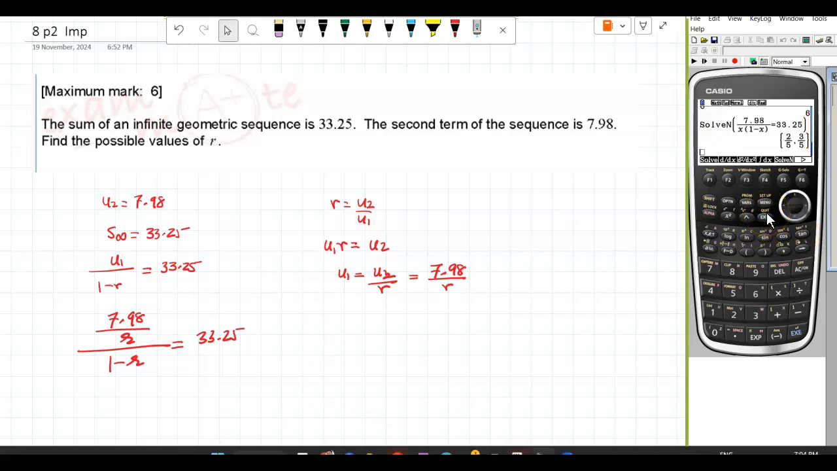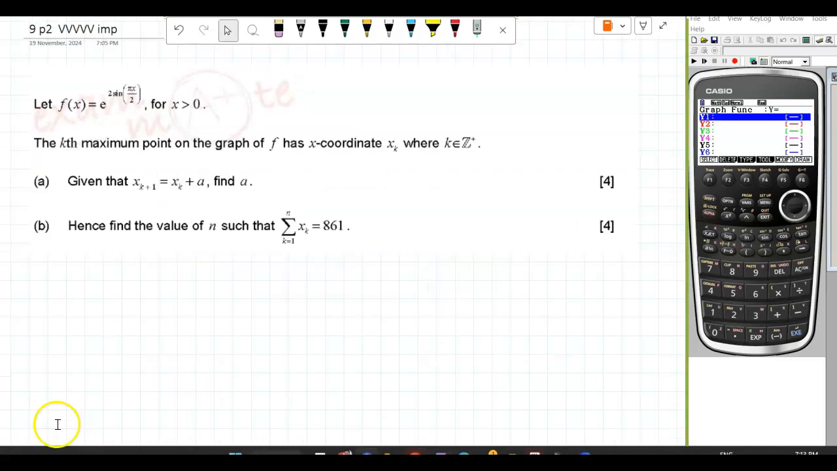So 2/5 and 3/5, correct, are the possible values of r. Both are possible because both of them should lie between, remember that for the sum of infinite terms your r should lie between -1 and +1. So both are possible. Sometimes you have to check that also. If one lies out, you must reject it.